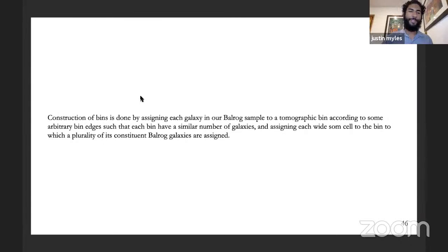Great question. Yeah, the tails are frustrating. So we make our bins as follows. We basically assign each galaxy in our Balrog sample to a tomographic bin according to some arbitrary bin edges in redshift space, and we assign each wide SOM cell to the bin to which a plurality of its constituent Balrog galaxies are assigned. So if we set up these arbitrary bin edges, to which tomographic bin are more Balrog galaxies assigned than any other for a particular wide SOM cell? And that's the bin that cell then gets assigned to.